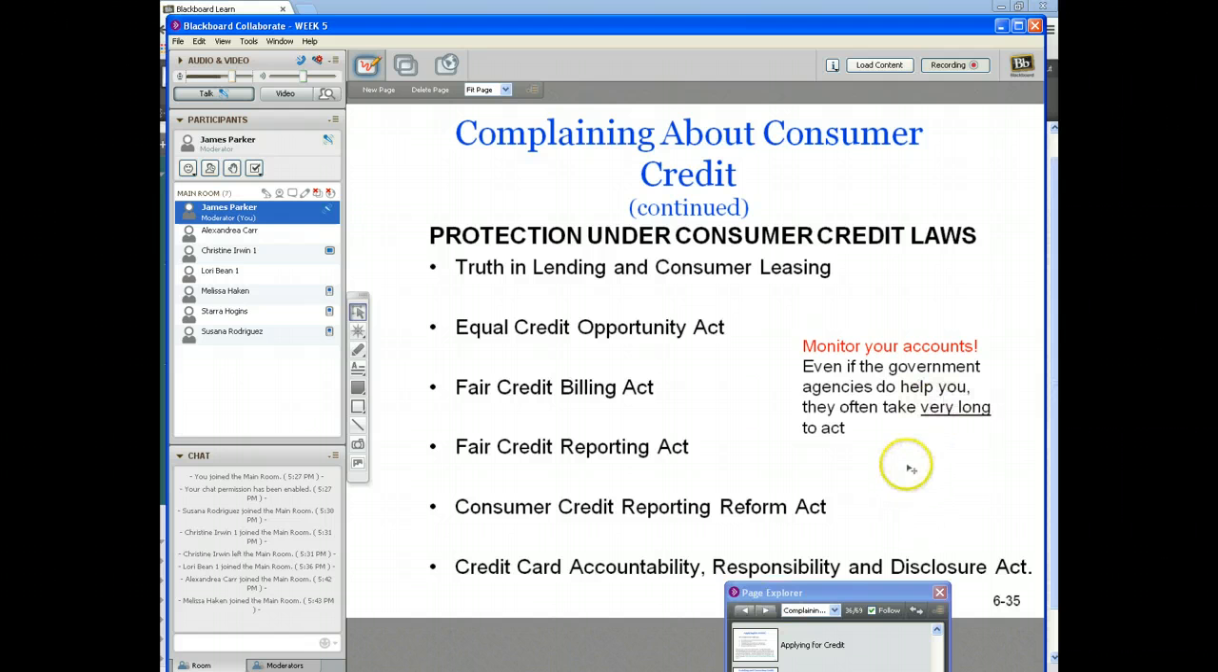And then this takes very long to act. If you've dealt with the government before, you need to take care of the immediate situation. And, if there has been some fraud, they may get you your money back, but you're going to be the one eating top ramen for several months if you're waiting on the government to get involved on your issue.